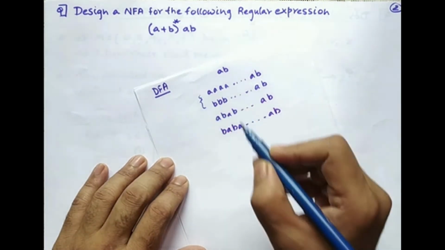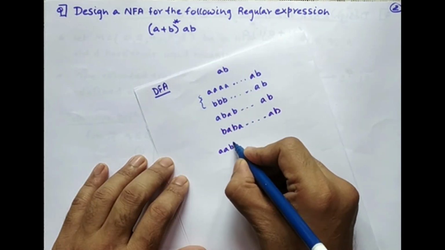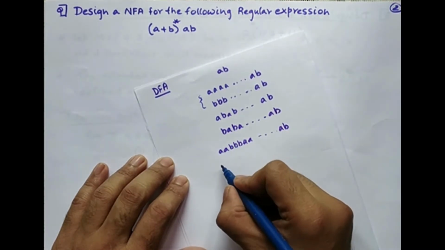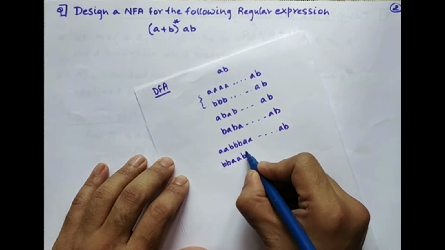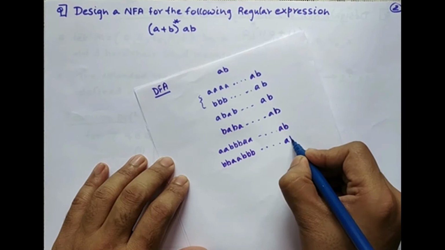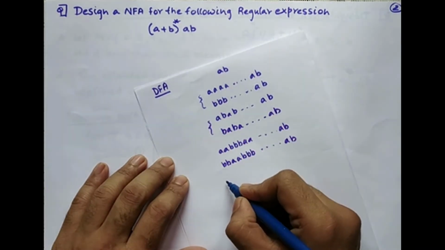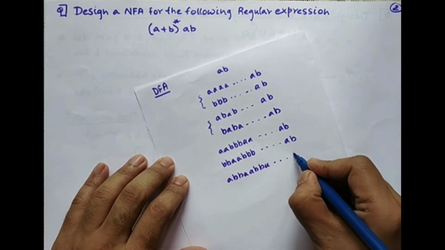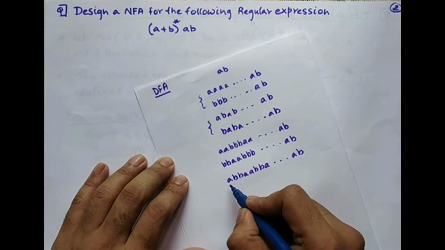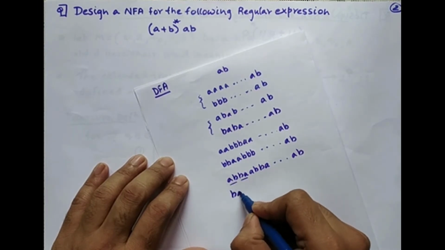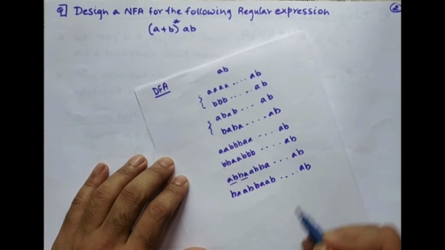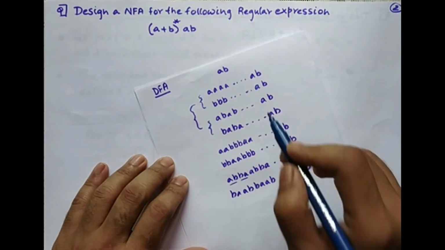Then you can have a combination of these two, that is some A's, some B's, some A's and so on ending with AB. Then you can reverse this, some B's, some A's, some B's and so on ending with AB. Then you can have AB, BA, AB, BA and so on ending with AB, or first BA then AB, first BA then AB and so on ending with AB. And then you can have the combination of these two. So let us just have these transitions.